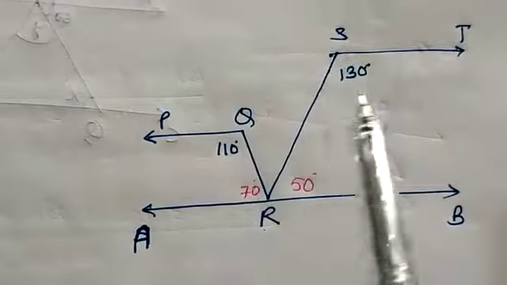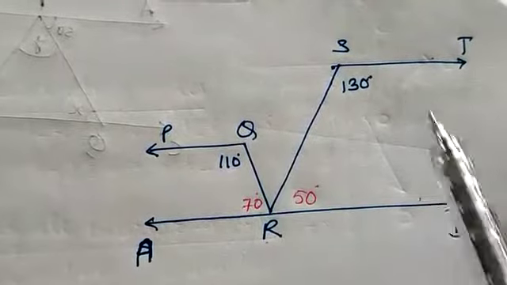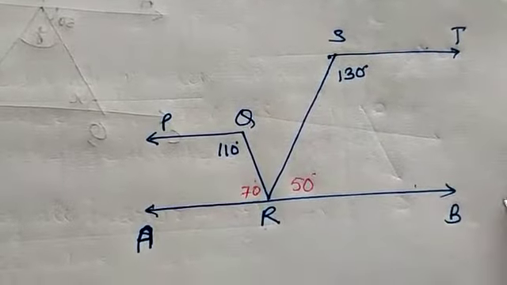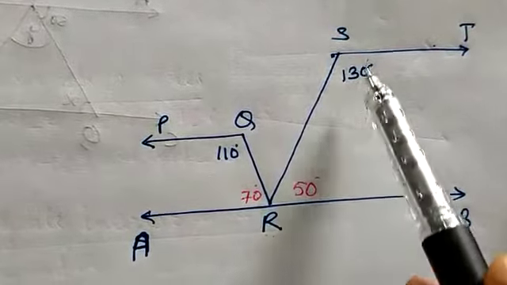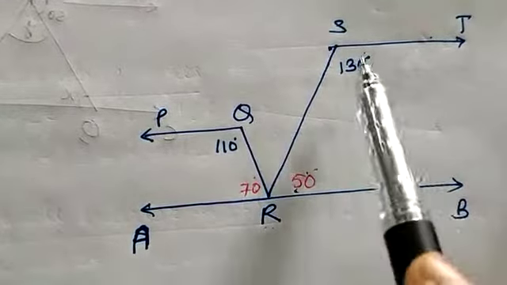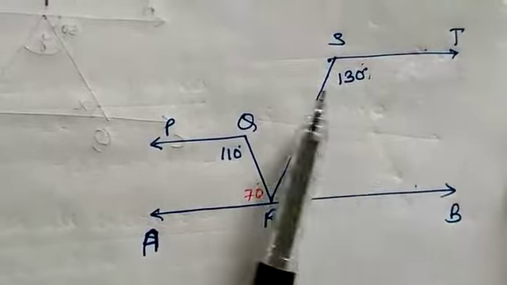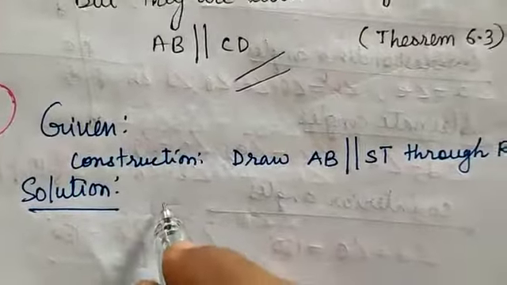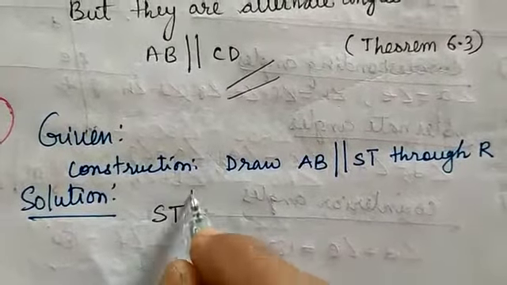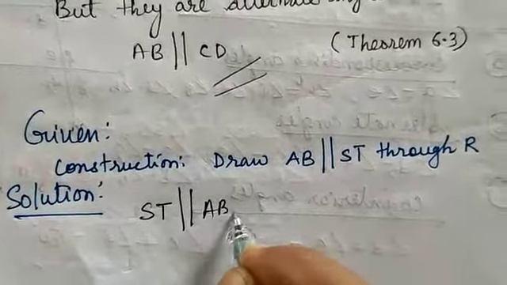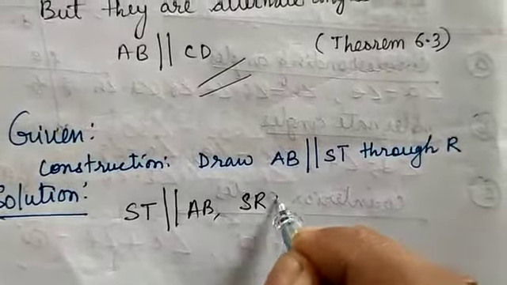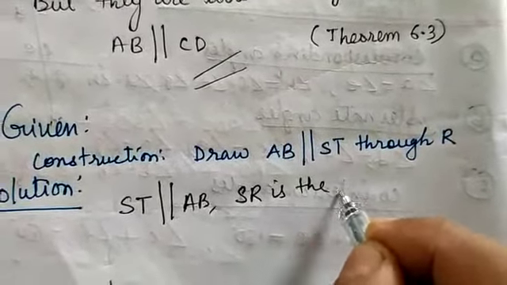If you look, these two lines are parallel. ST is parallel to AB and this is the transversal. These two angles are called co-interior angles. They are on the same side of the transversal SR. That I am going to start: ST is parallel to AB and SR is the transversal.